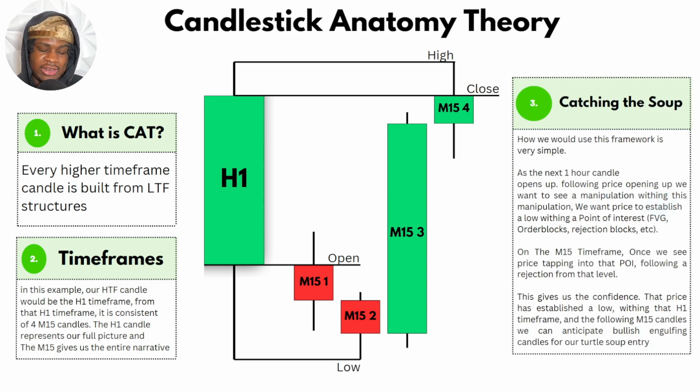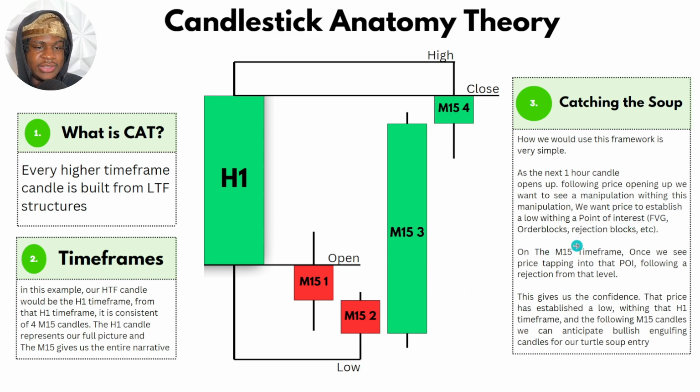And when it comes to catching the turtle soups, we can utilize this framework to make it very simple. As the next 1 hour candlestick opens up, following that price opening, we want to see a manipulation lower, right? In this case scenario, we had a manipulation to the downside, right? We had the opening price, then we saw this drop lower. This manipulation lower has to tap into a higher time frame point of interest. Let's say a 1 hour fair value gap, 1 hour order block, or maybe a 1 hour or 15-minute rejection block, right? 1 hour or 15 minutes, one of these higher time frame points of interest.